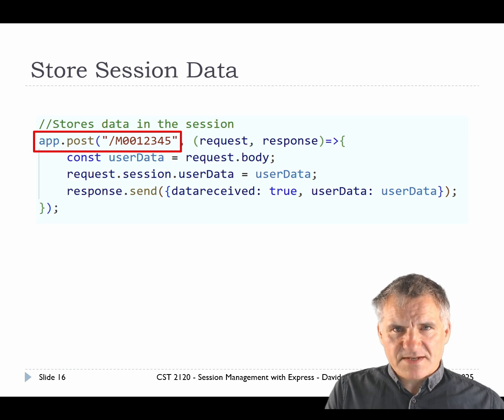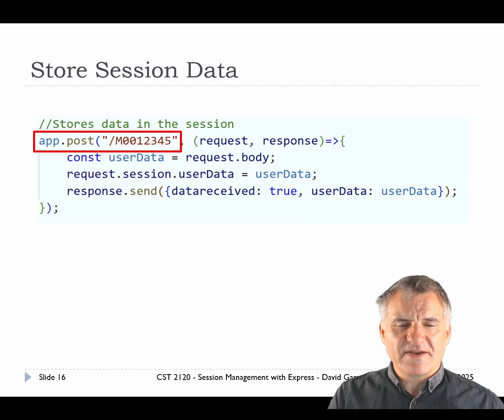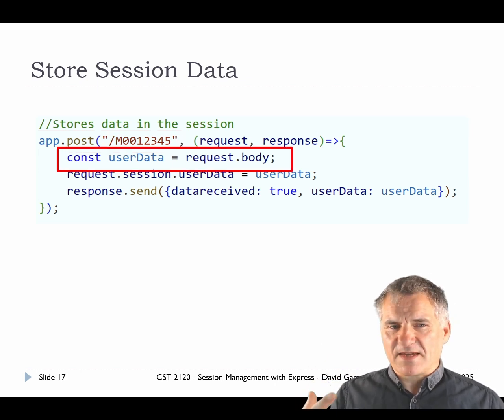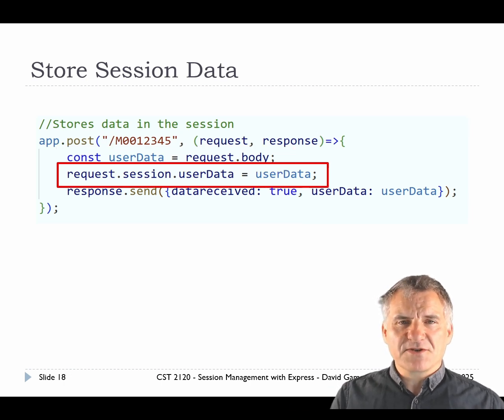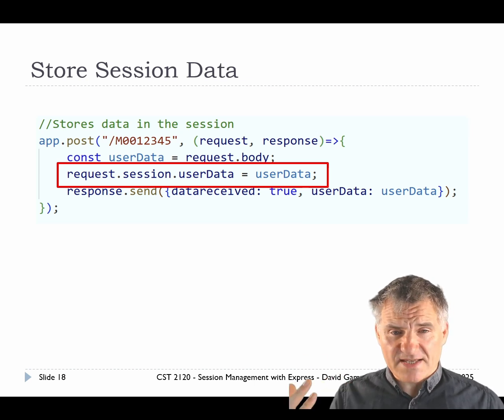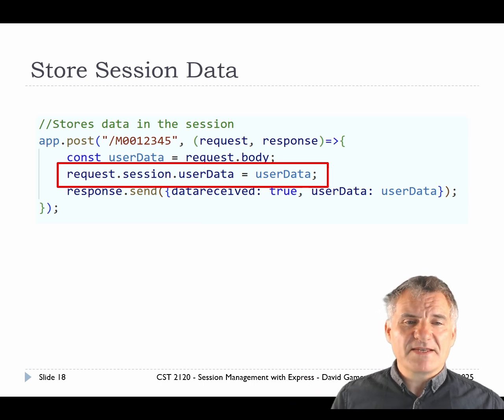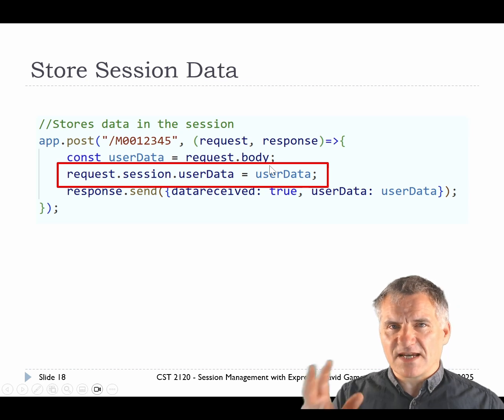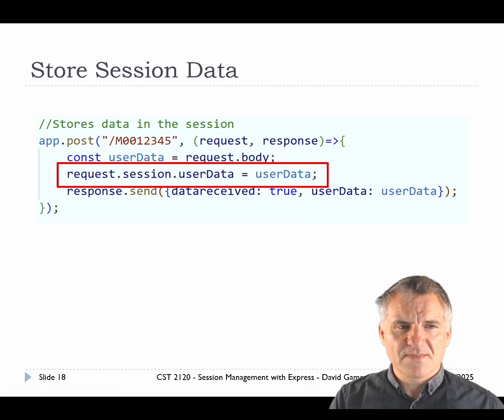So standard express routing here. I've got a post route to my fake student ID. I'm sending some data and extracting that from the body of the message, covered in an earlier lecture. Then to store it in the session, all I do is request.session.userdata. In this case, you can call it what you like. It could be request.session.cat. It doesn't really matter what you call it. Basically, I'm creating a key inside the session object that's pointing to the data that's being sent to the server. So that stores the data in the session.